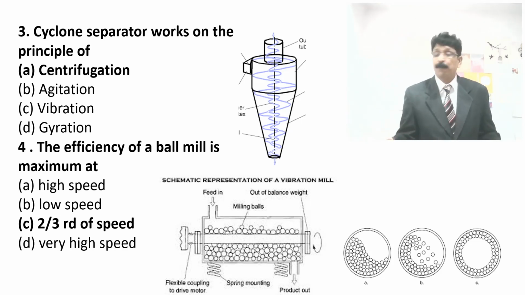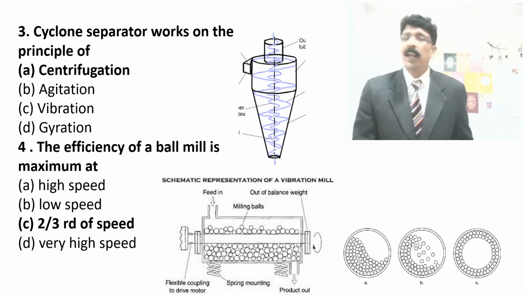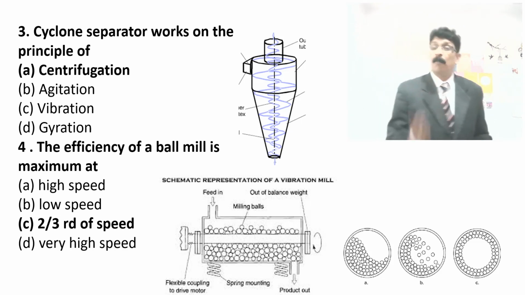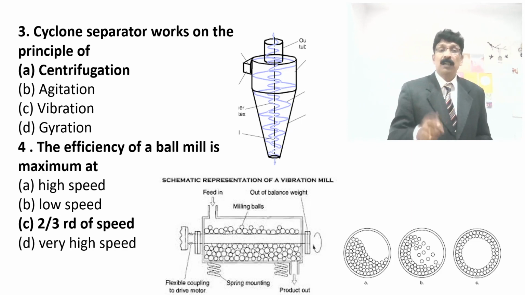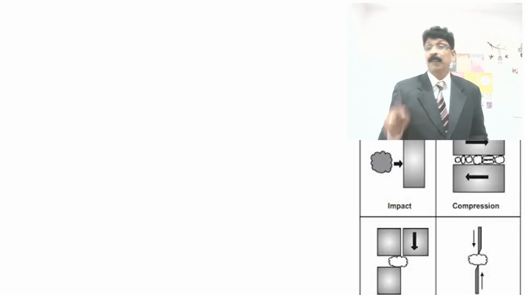At low speed, in the first picture, the balls will only be at the bottom. But in B, 2/3 of the critical speed will help in getting a very good result in the ball mill.